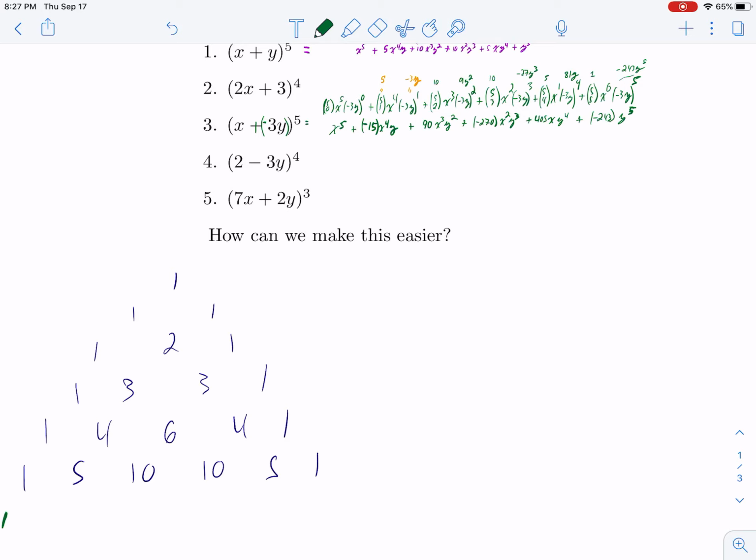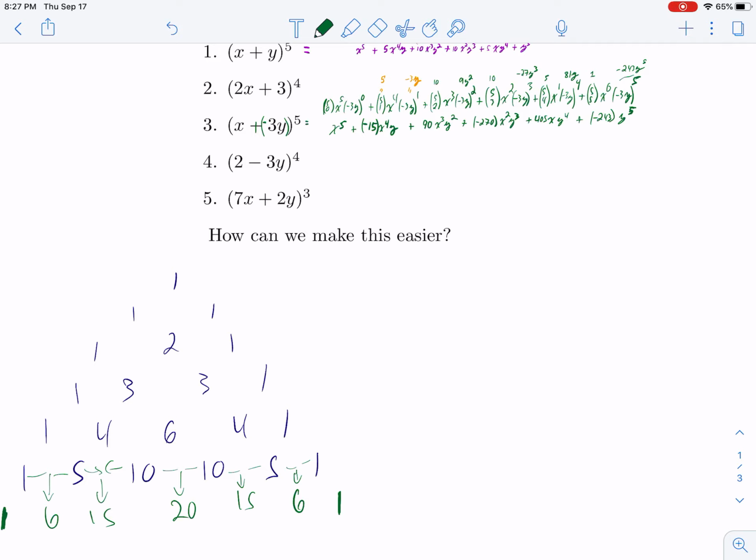And if I want to start making the next row, well, I'm going to put a 1 on the end. I'll put a 1 on the end. And to make the next row, I'm going to add these two numbers together and put it right here. So 1 plus 5 is 6. 5 plus 10 is 15. 10 plus 10 is 20. 10 plus 5 is 15. And 1 and 5 is 6. And we always end with a 1, right? So this is the next row. Next row of Pascal's triangle.